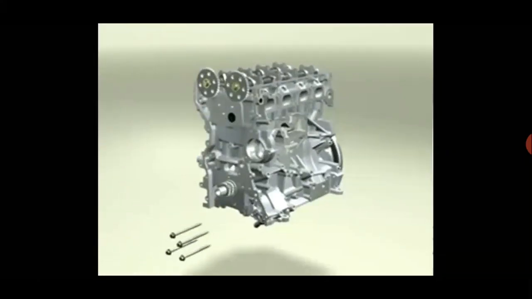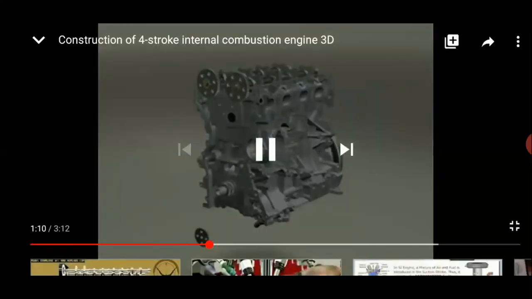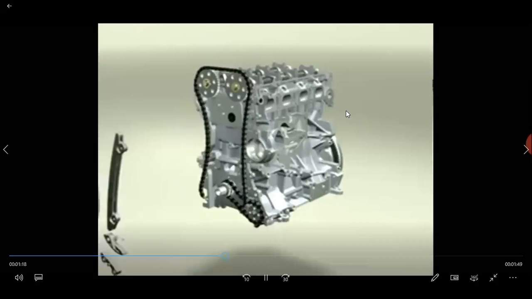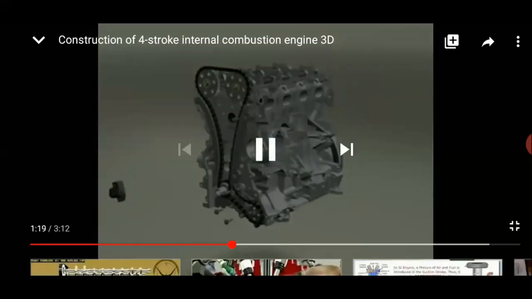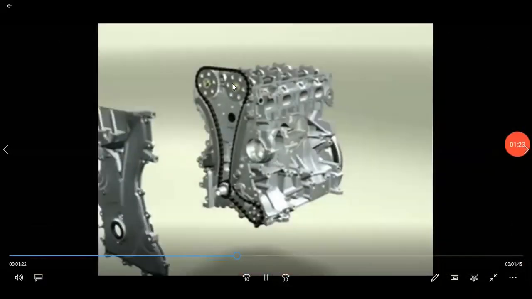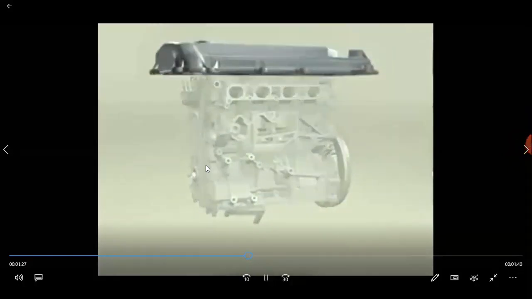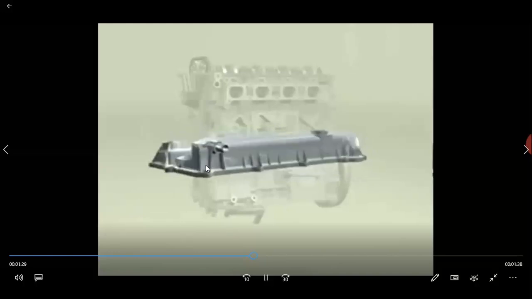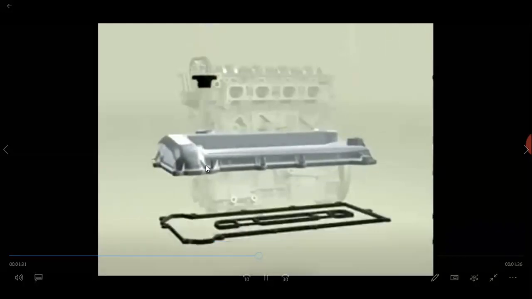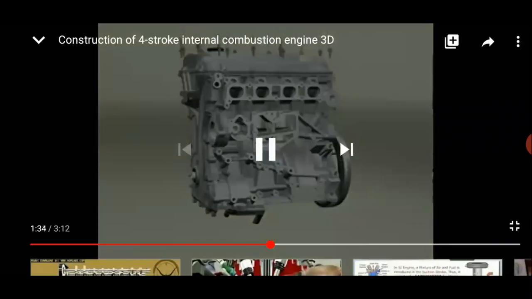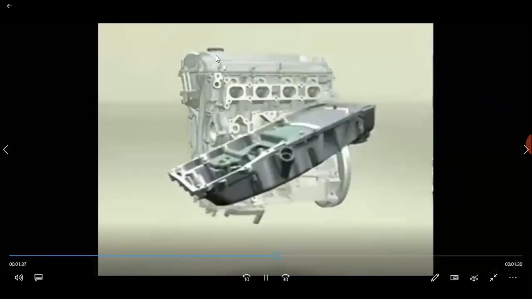There are other attachments also. There are various things like the AC compressor which are run by your crankshaft. This is the chain drive. You can see the chain drive connected to the camshaft and crankshaft. So with the help of the crankshaft, the power is transmitted to the camshaft. This is just a cover, from where you can also put in the oil.